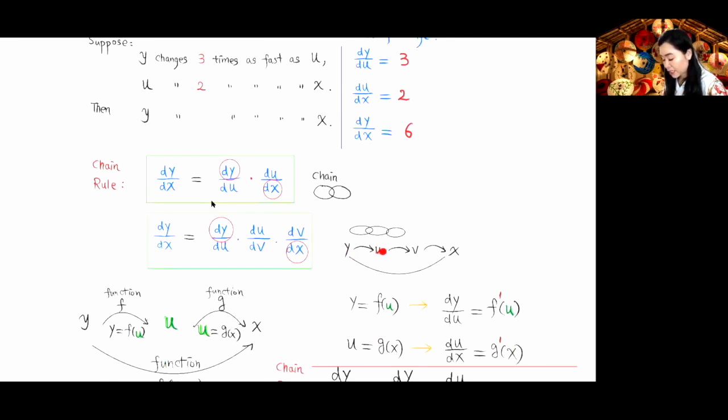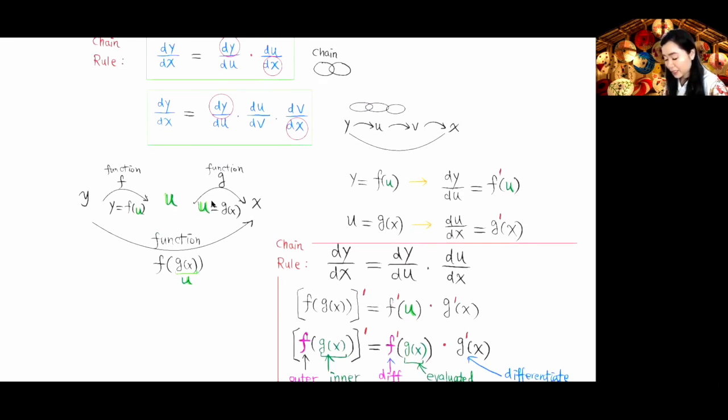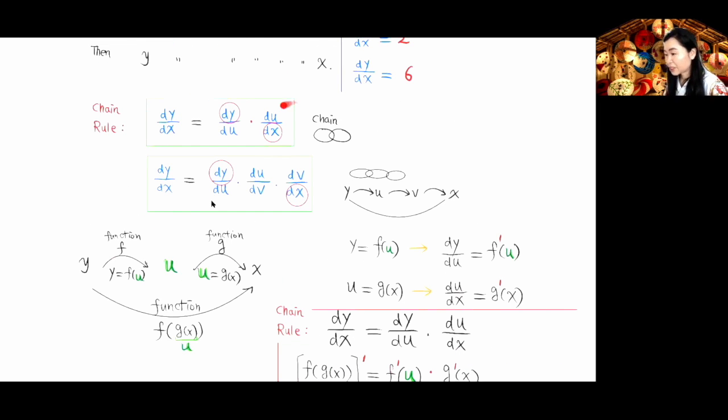So if you have this relation right here, then dy dx is dy du times du dv times dv dx. So the chain can get longer. In this case, you get 3 rings over here. So this is the chain rule. This notation is easy to remember. It's called Leibniz notation. It's easy to remember because you think about this: like these two cancel, giving you back the dy dx over here, right?